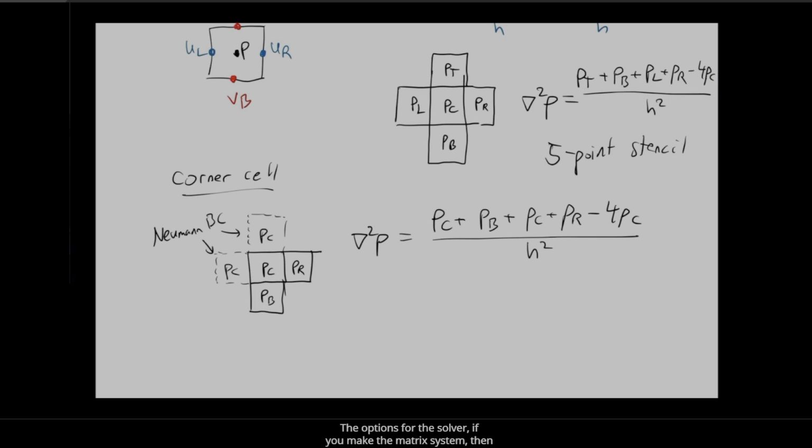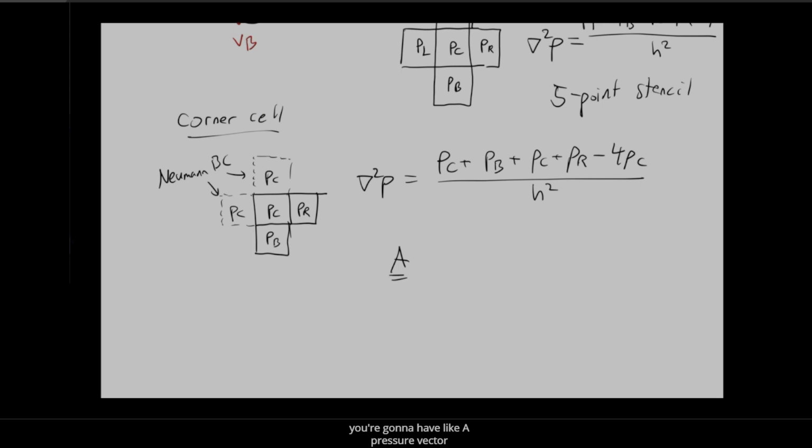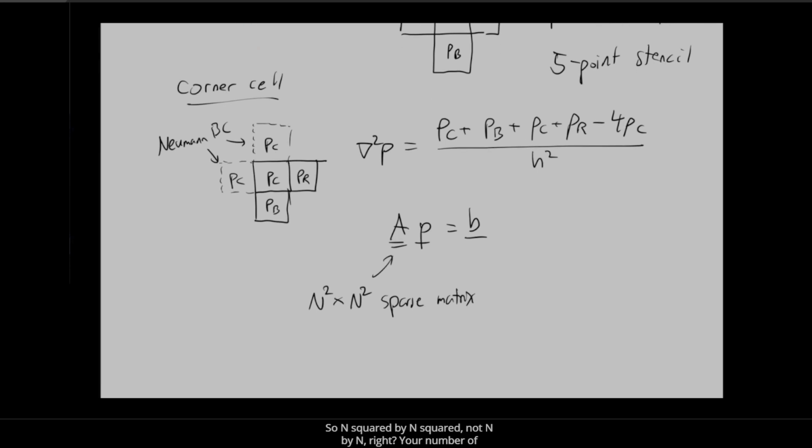The options for the solver: if you make the matrix system, then you're going to have A times the pressure vector equals right-hand side B. So this A is going to be an n squared by n squared sparse matrix. So n squared by n squared, not n by n, right? Your number of unknowns for the pressure is n squared. If you're solving on a 32 by 32 mesh, you have 1,024 pressures, and now you need to solve for those 1,024 pressures. So if you make a matrix, your matrix is 1,024 by 1,024. But yes, don't make it zeros, make it sparse, because you're not going to have that many entries. You have a 5 point stencil, so on each row, you're going to have at most 5 non-zeros. So that's not too bad, right? 5,000 something entries, as opposed to over 1 million if you store the zeros.